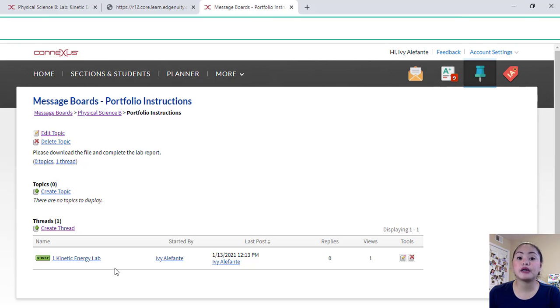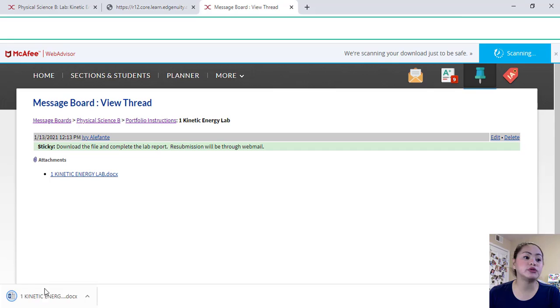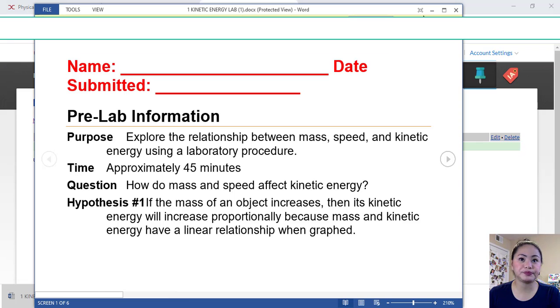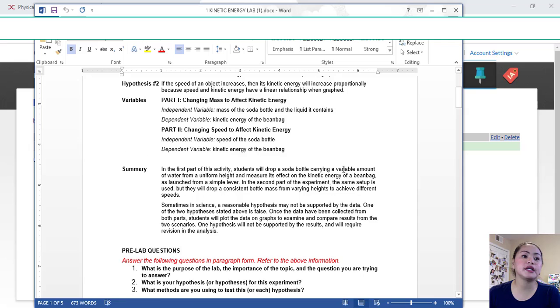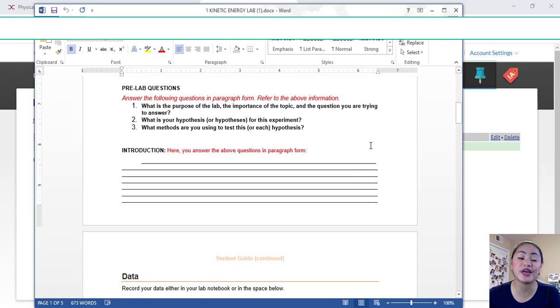And 3 portfolios, your labs. So you're going to open that, and here's the sticky note which you are going to download, and when you open it, it looks like this. Click enable editing so you can type something on it. And here's your name, date submitted, and here are the pre-lab questions which you are going to answer.